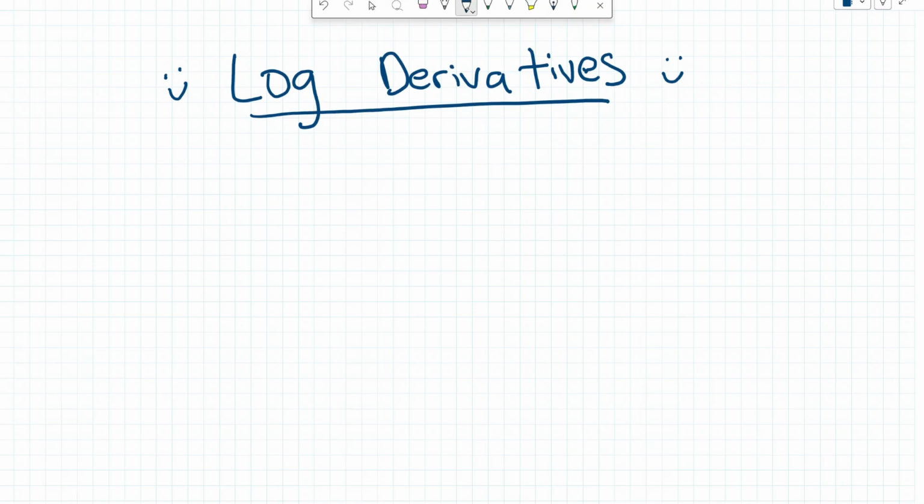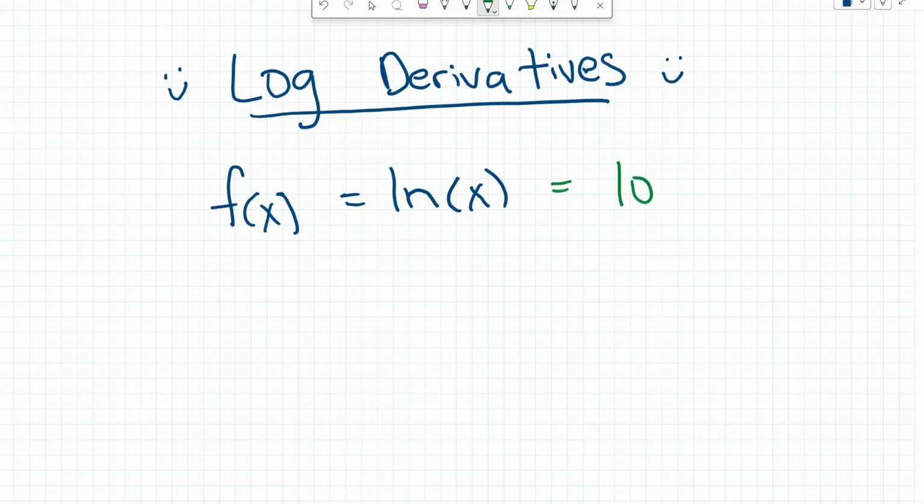So to start off with, let's just do some definitions. Let's say that our function f of x equals ln x. So ln x is just the natural log, which equals the same thing as log base e of x. Oftentimes in calculus, lns are used just out of convention.